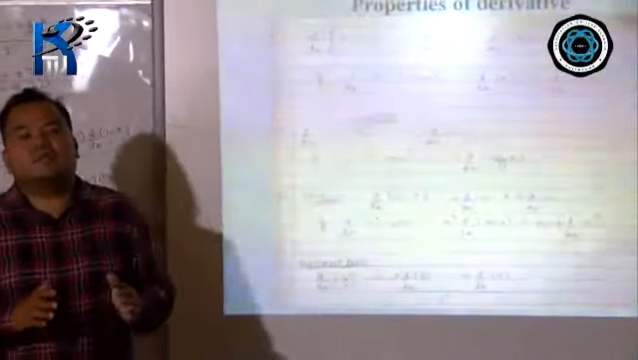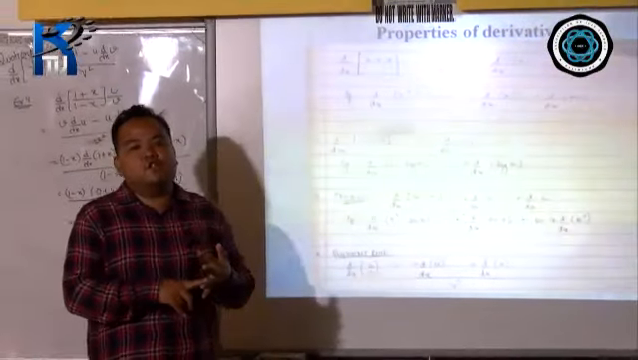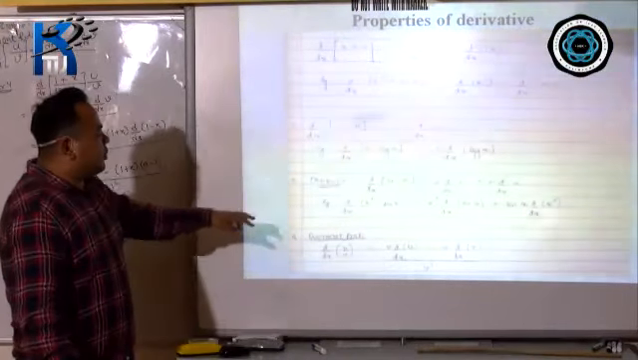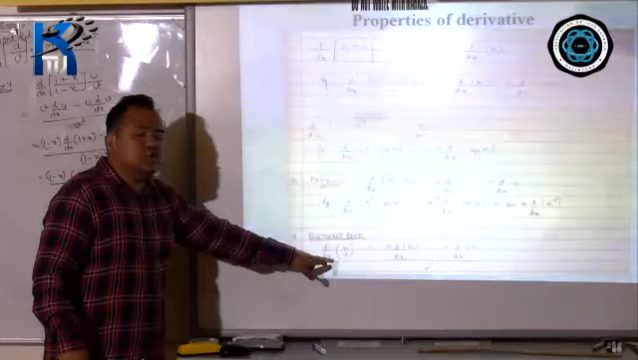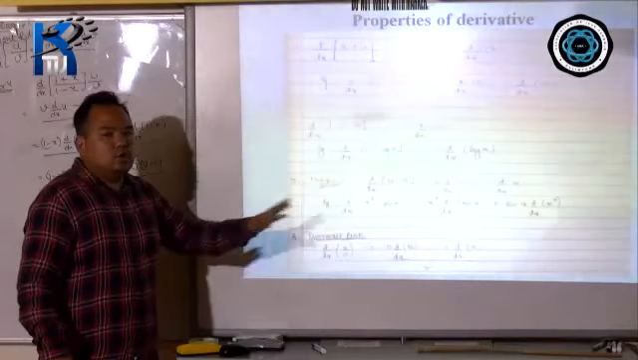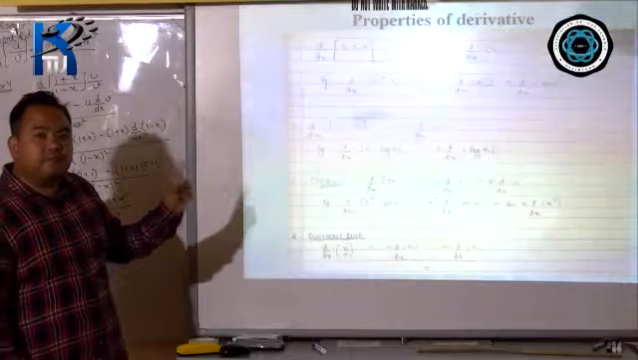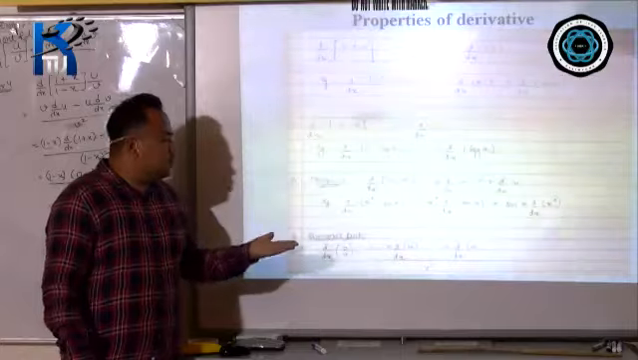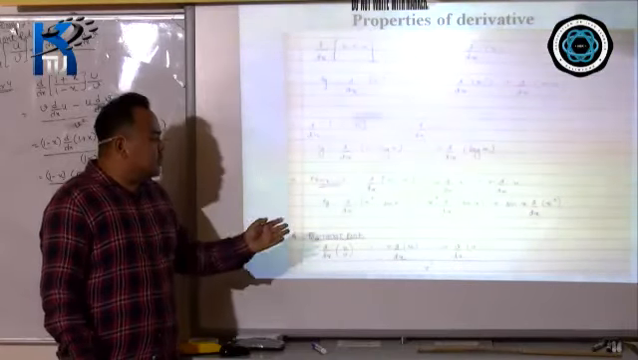Next, product rule. Whenever there are two functions being multiplied with each other, u into v, then we have to use product rule. What is the rule again? U d by dx of v plus v d by dx of u. That means you keep u constant, differentiate v, then you keep v constant and you differentiate u. Now the last property is quotient rule. Whenever there is a division sign, we have to use this quotient rule. The quotient rule says the denominator first, that means v d by dx of u minus u d by dx of v, divide the whole thing by v square.